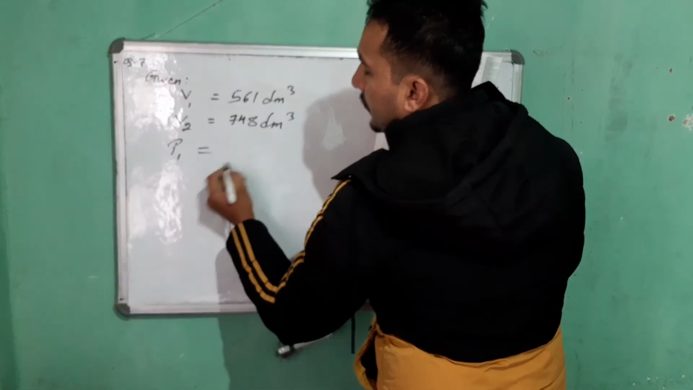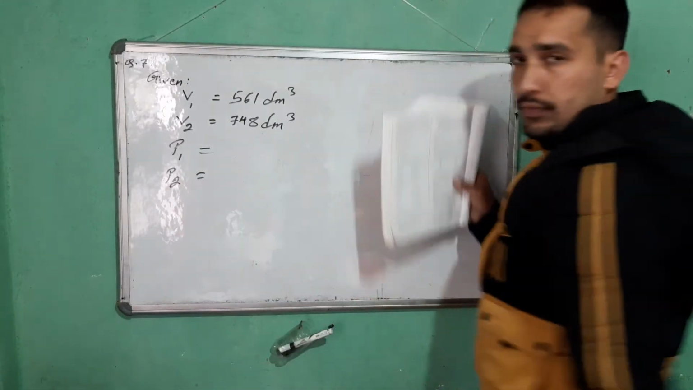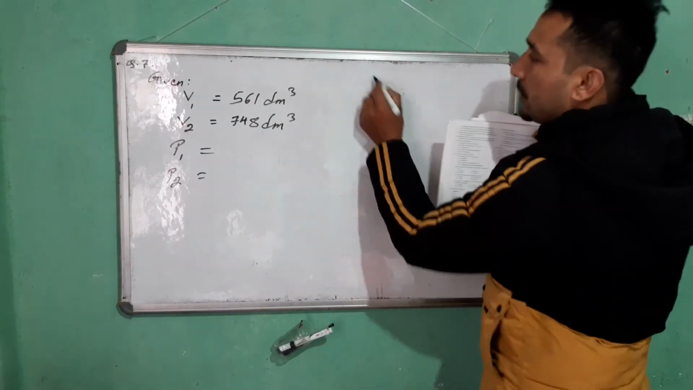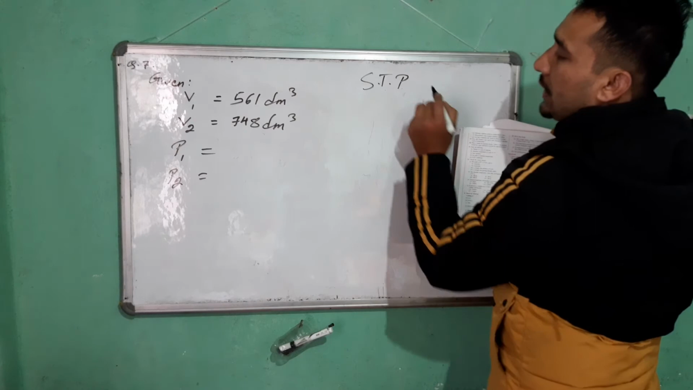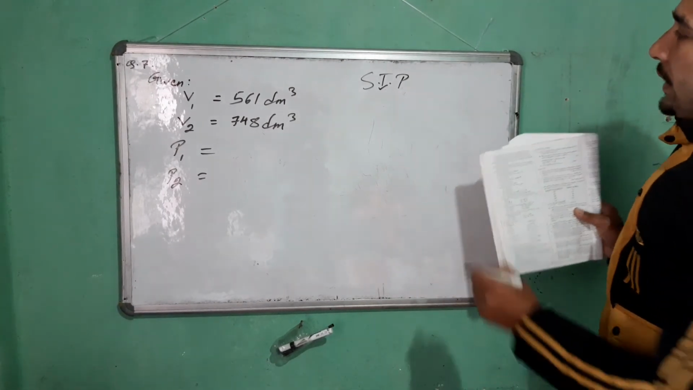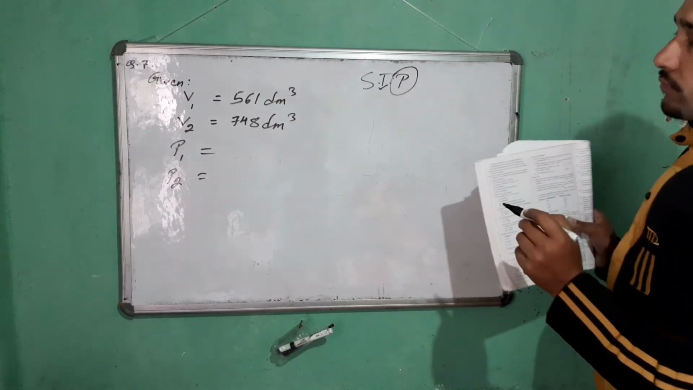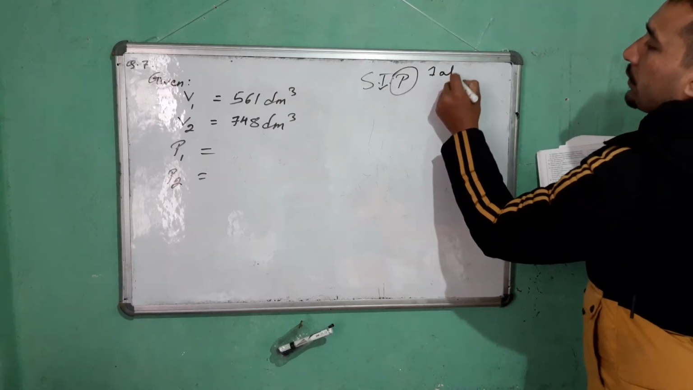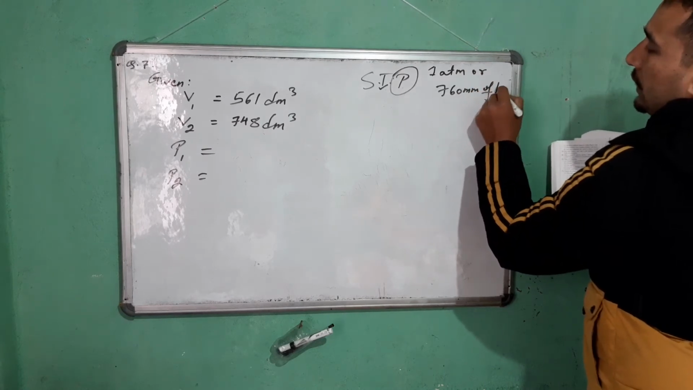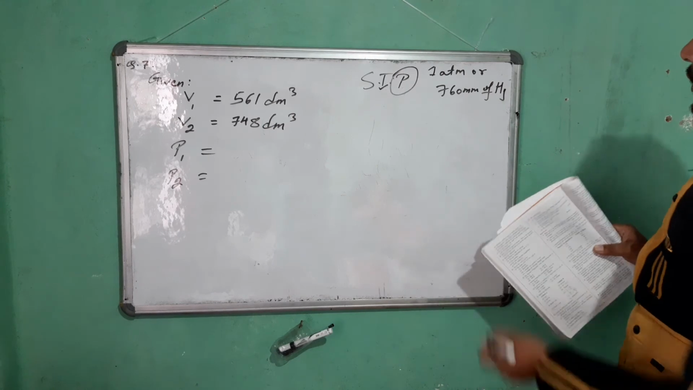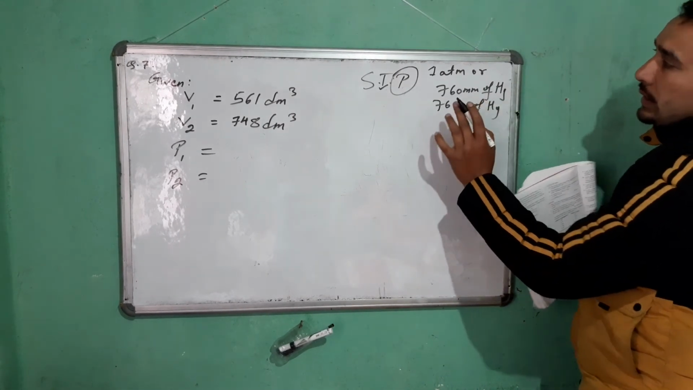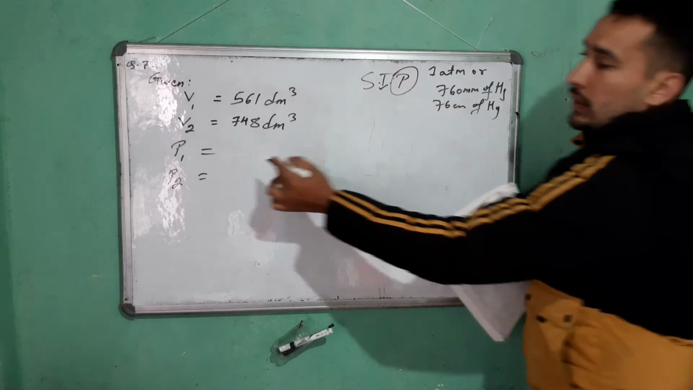Pressure P1 is not given, P2 is not given. Okay, so it is said STP, standard temperature and pressure. It means standard temperature is 273 Kelvin and standard pressure is 1 atmosphere, or 760 mm of Hg, or 76 centimeter of Hg. So you can write any of these three values for the pressure P1.